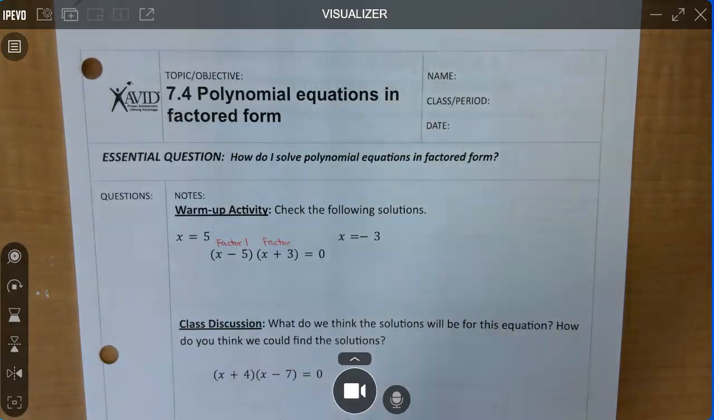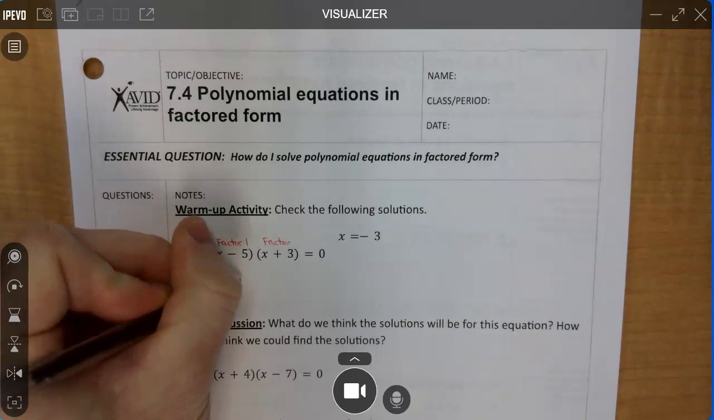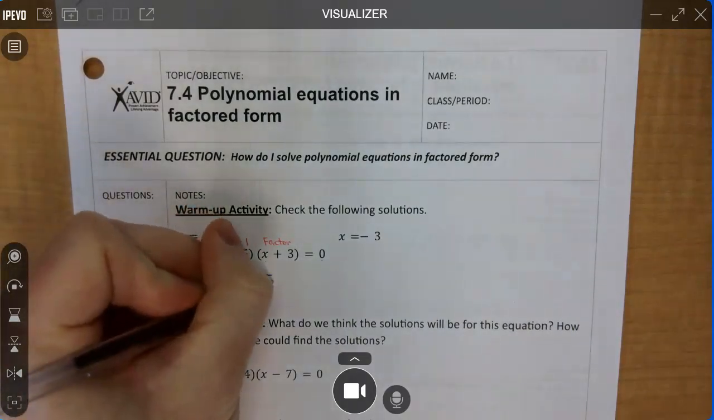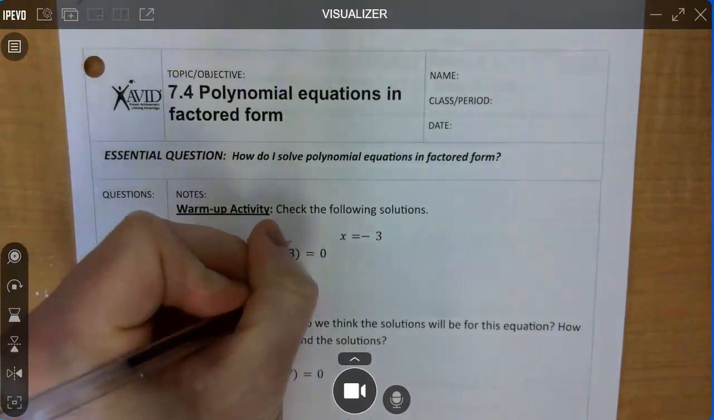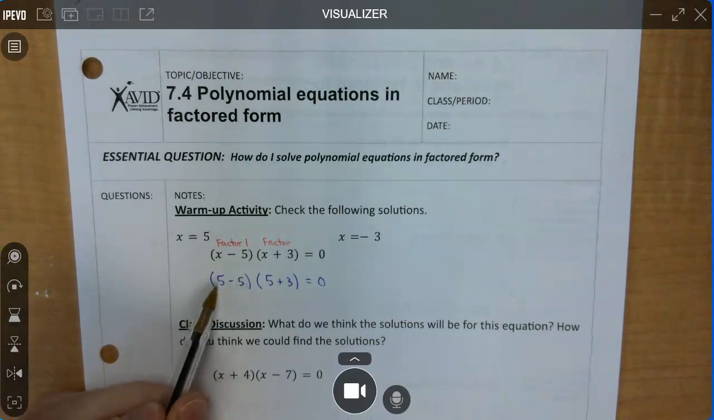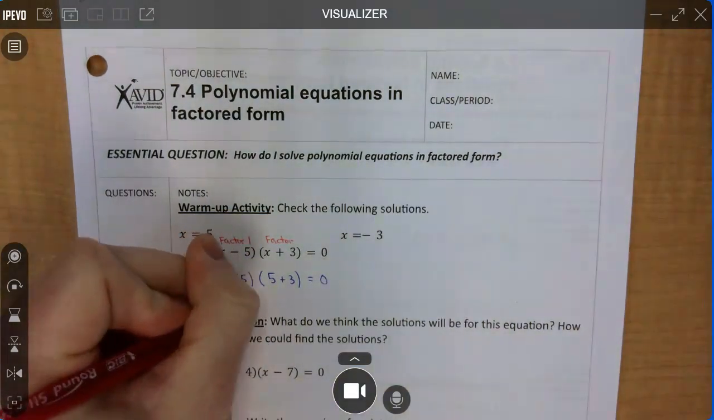And it'll look like the following. So the first binomial becomes 5 minus 5. And the second binomial becomes 5 plus 3. And it's still set equal to 0. Well, what happens in this first factor? 5 minus 5 is 0.